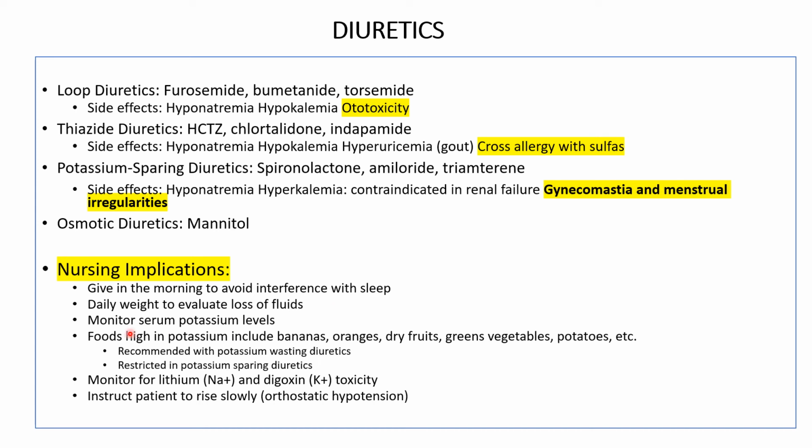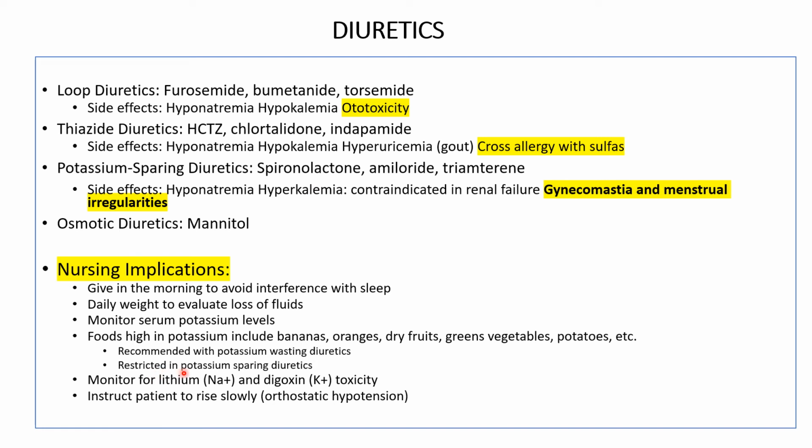Potassium should always be monitored in either kind, because if it is a loop diuretic or a thiazide diuretic that lowers potassium, you need to look for hypokalemia, less than 3.5. But for a potassium-sparing diuretic like spironolactone, you need to look for hyperkalemia, more than 5 milliequivalents per liter. So you need to know when to recommend food rich in potassium and when to restrict food rich in potassium. Obviously, the restriction of food rich in potassium is when the patient is taking spironolactone.